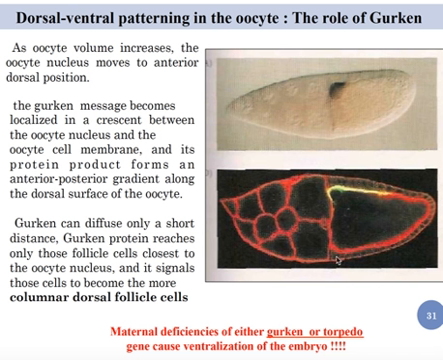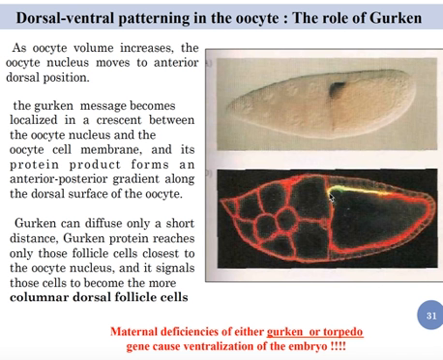So usually follicle cells are small and cuboidal in shape. But here, after the diffusion of gurken, this will change the morphology of those follicle cells from cuboidal to more columnar cells. So these cells are more elongated. They become columnar due to the impact of gurken.